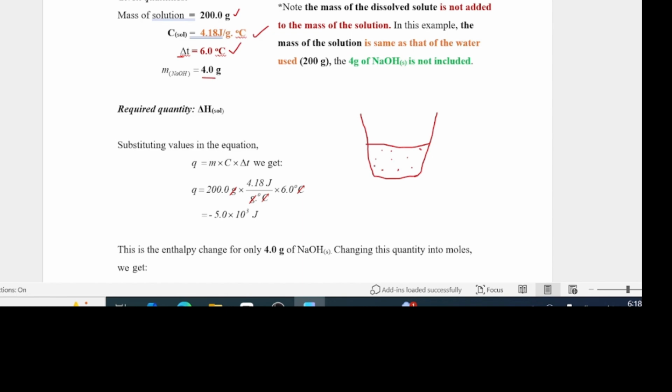If you have a styrofoam cup and it has the solution here, then the solution is what absorbs the energy that is produced. So the 200 grams of solution will absorb the heat that is produced as a result of the solution process. And to find the amount of energy produced, we use this equation here, Q is equal to mc times delta T, and of course you know Q will be equal to your delta H. So the heat that is produced is equal to 200 times that, times 6, and that is what it is.